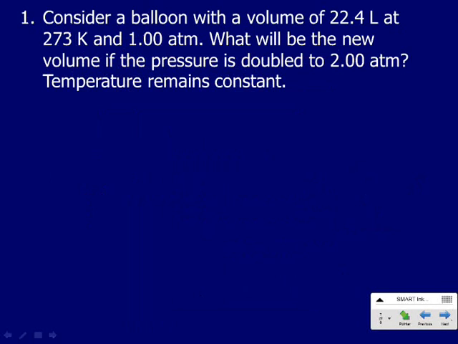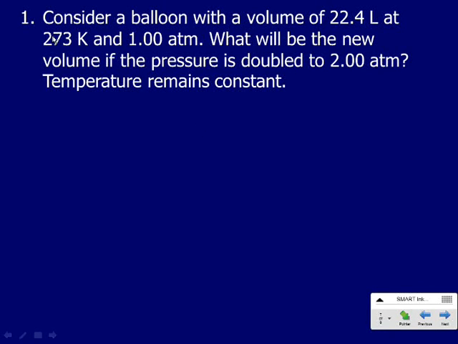Okay. You can write that question down. As I stated, this is just like the problems that we have dealt with concentration. It doesn't matter which one you designate as 1 or as 2, as long as they're together. So you can go ahead and solve this one without me. I've got a balloon. It's got a volume of 22.4 liters at 273 Kelvin and 1 atmosphere. What will the new volume be if the pressure is doubled to 2 atmospheres and the temperature remains constant?